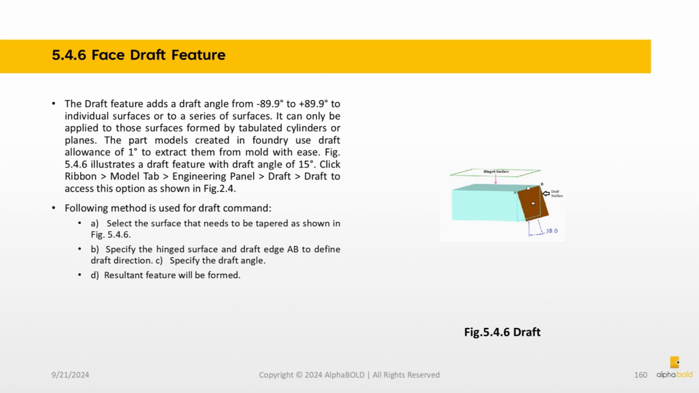Click Ribbon Model tab, Engineering Panel, Draft to access this option. The following method is used for the draft command. A. Select the surface that needs to be tapered. B. Specify the hinge surface and draft edge AB to define the draft direction. C. Specify the draft angle. D. The resultant feature will be formed.